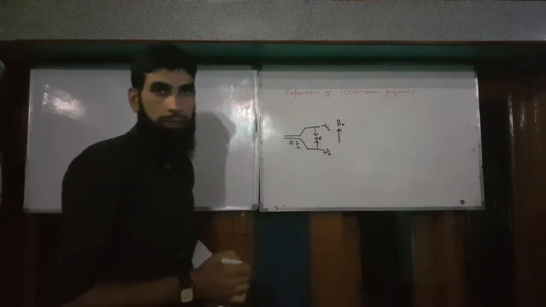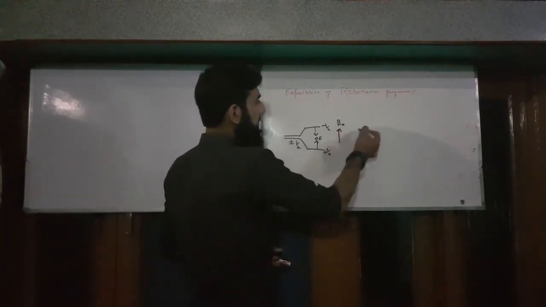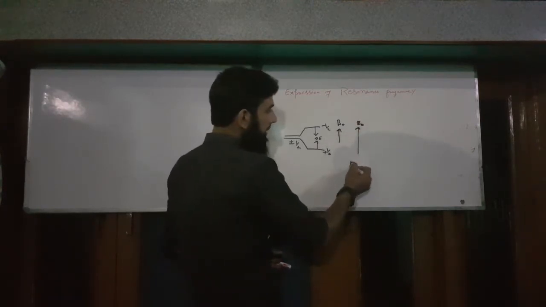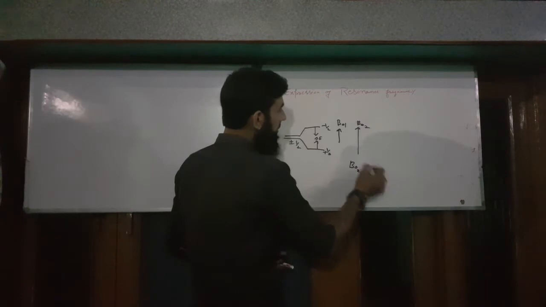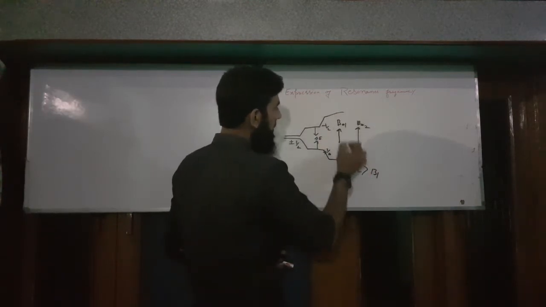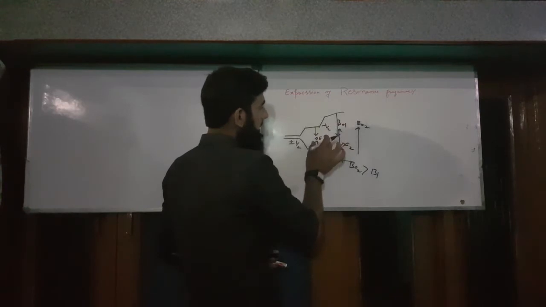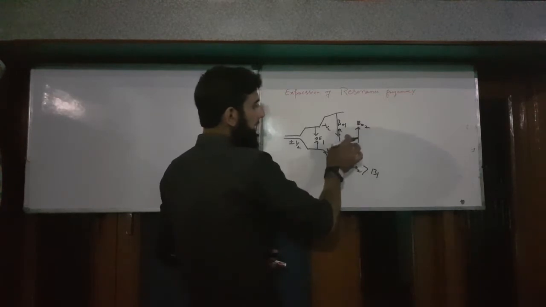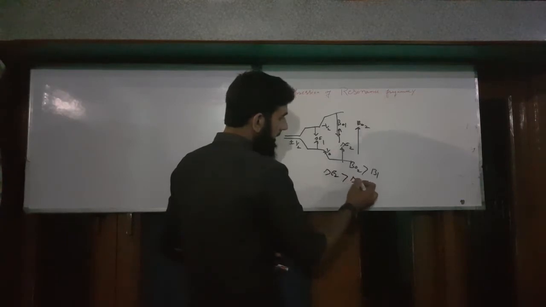But if we increase the strength of the magnetic field, what happens? If we increase the strength of magnetic field B0, such that this is B01 and this is B02, and B02 is greater than B01, the separation will increase more. This is delta E1 due to B01, and this is delta E2 due to B02. So delta E2 is greater than delta E1.